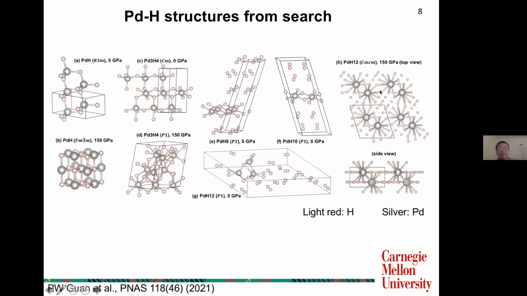And then for the binary system, we study palladium hydrogen. We get the structures from crystal structure prediction, as these figures show the most stable ones under different compositions and different pressures. So we can see that under different compositions, the structure is quite different. Actually, at low hydrogen content, usually the structure is a compact structure, and if you increase the hydrogen content, then there will be more and more hydrogen molecules.